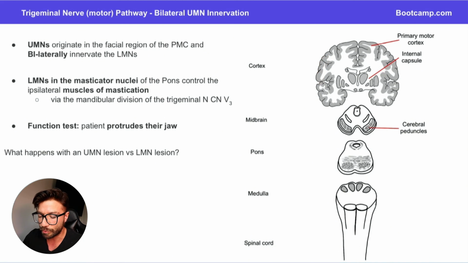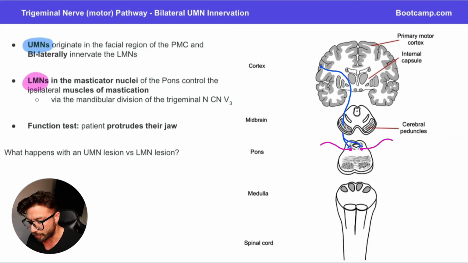So these are going to come down and bilaterally innervate the lower motor neurons. So when we draw that out, it's going to look something like this. And it targets the masticator motor nucleus, which is found right here. This is going to be the lower motor neuron, and this is found in the pons, and this controls the muscles of mastication. So the upper motor neuron stimulates the lower motor neuron, which then leaves through the motor division of the trigeminal nerve and goes to those muscles of mastication.